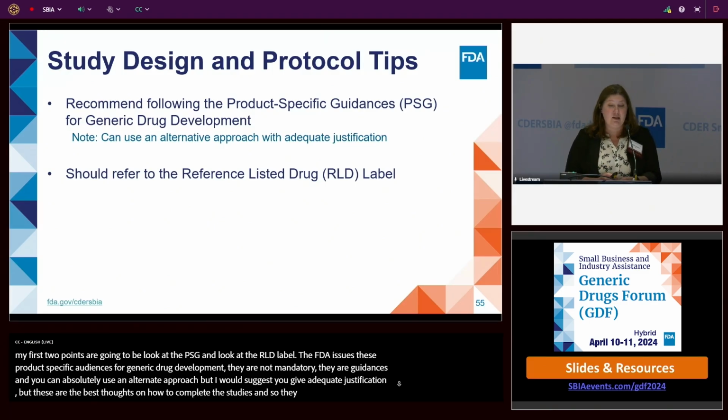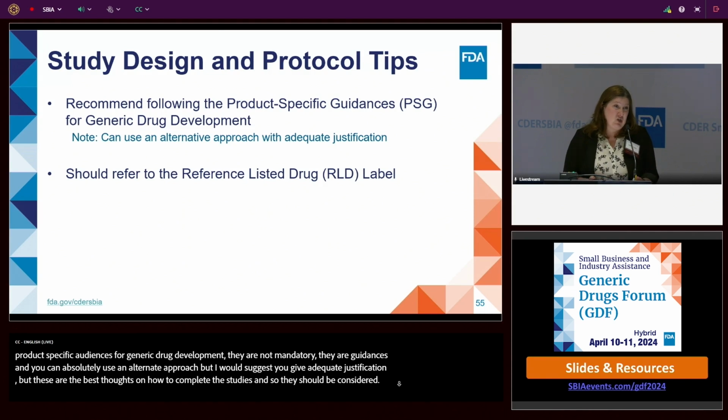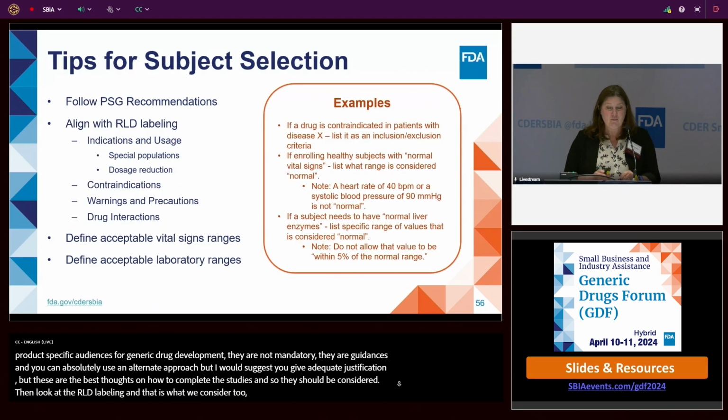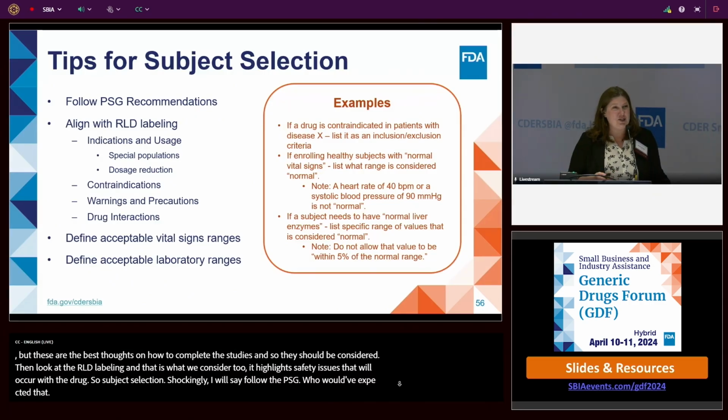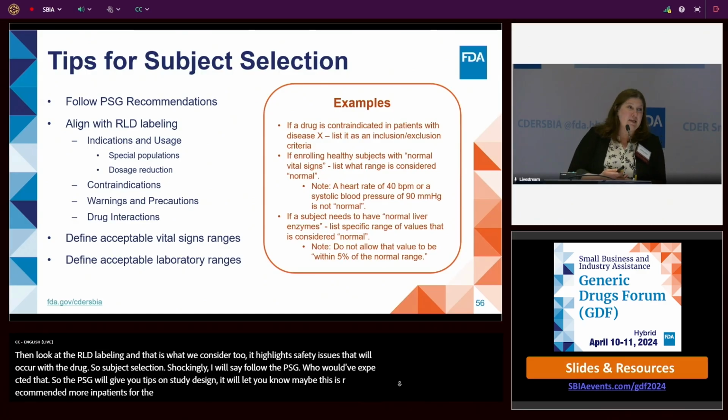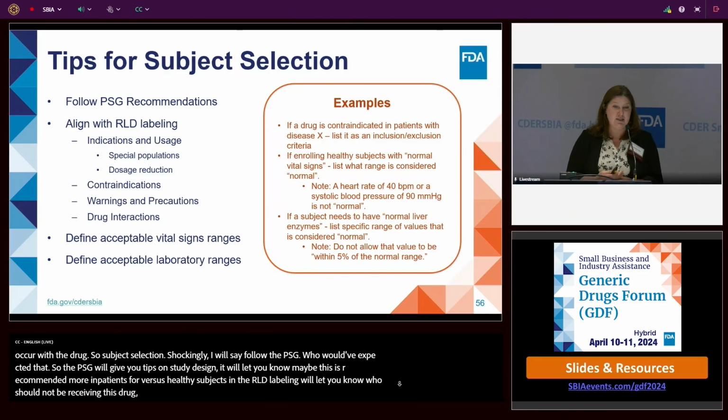And then the next is to look at the RLD labeling. That's what we consider too. It really highlights some of the safety issues that are going to be occurring with this drug. So, subject selection. Shockingly, I'm going to say follow the PSG. Who would have expected that? But the PSG is going to give you tips on study design. It will let you know, maybe this is recommended more in patients versus healthy subjects. The RLD labeling is going to let you know who should not be receiving this drug, who has contraindications to it, what are some potential drug interactions.